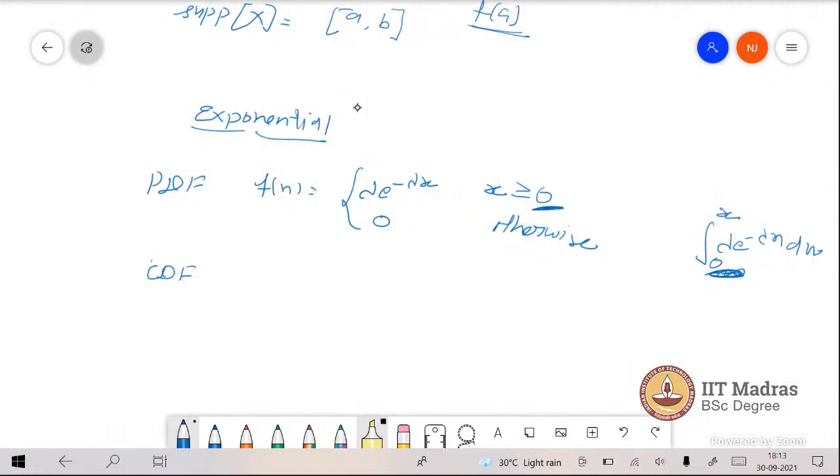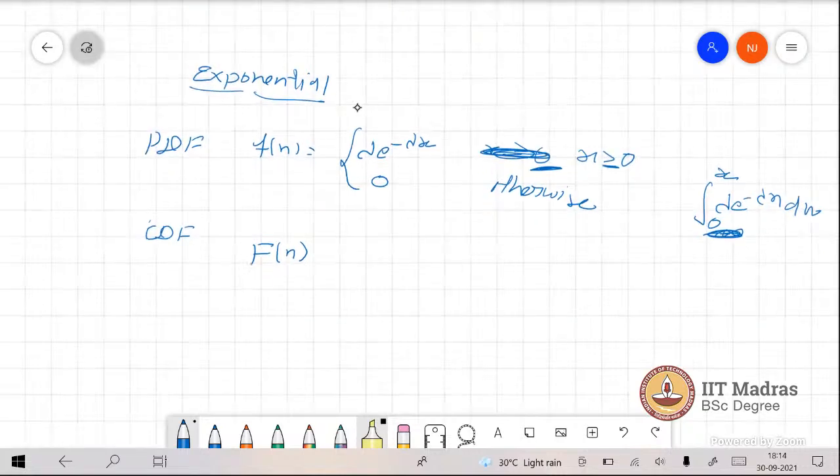So it's greater than 0. X greater than 0. x is strictly greater than 0, is it? Yes, sir. It's given in the PDF formula. No, you can include 0. It won't affect it. You can include 0.